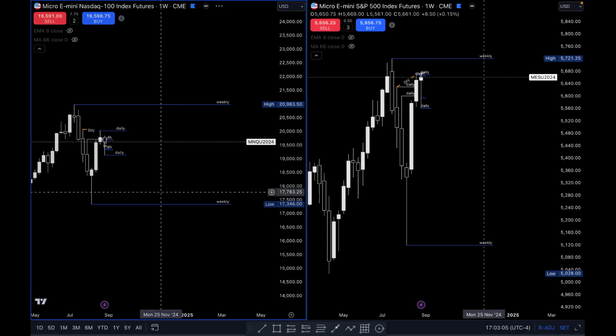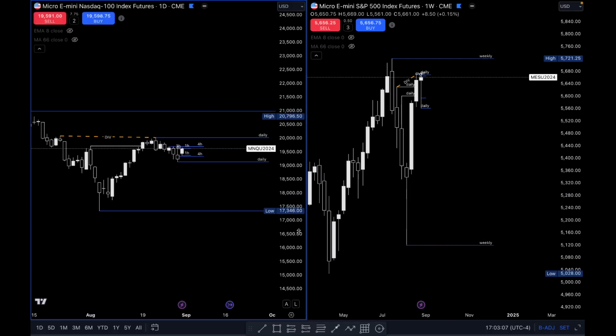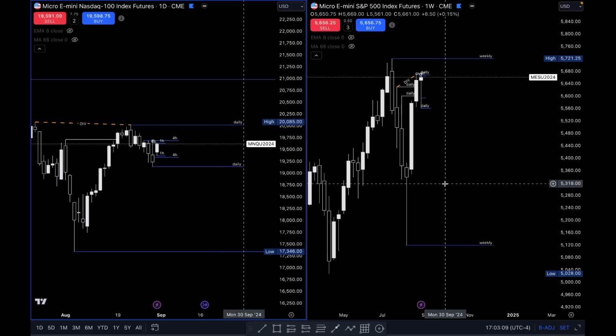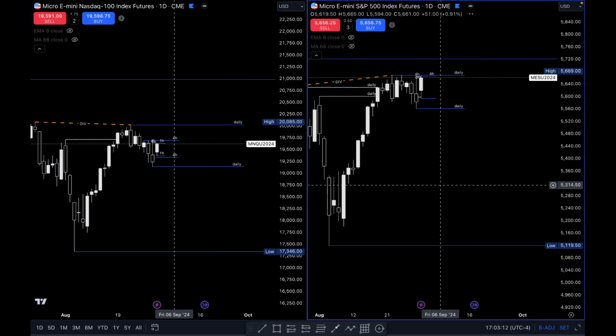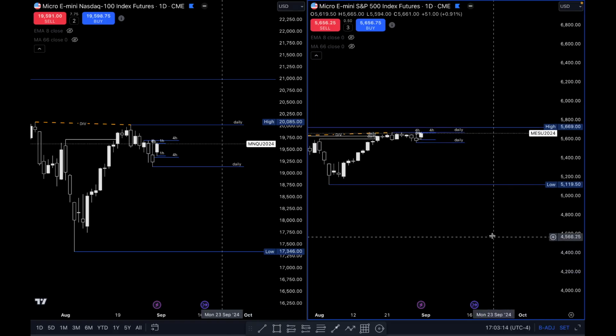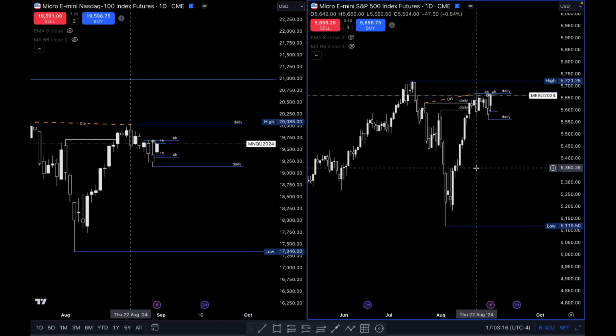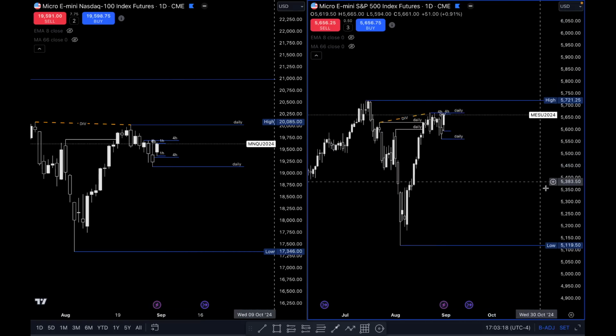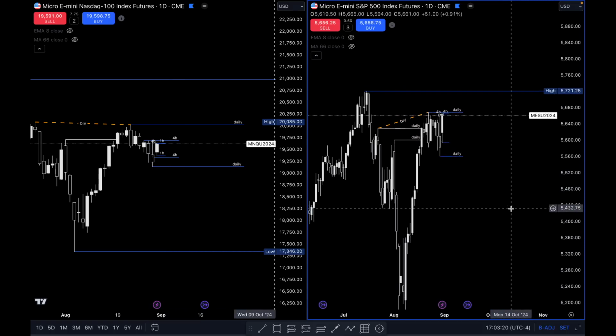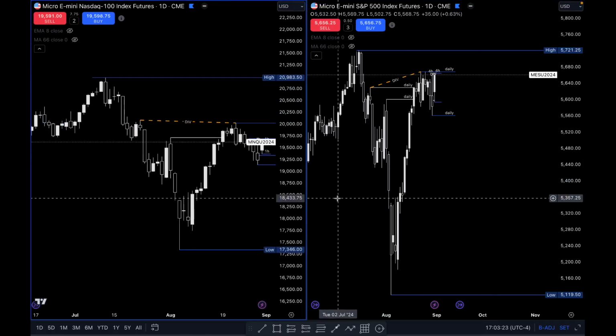Go to 1 day. So on the daily, the daily is kind of where things get interesting between ES and NQ. On the daily, we have a lot of discorrelation between price in a big way.